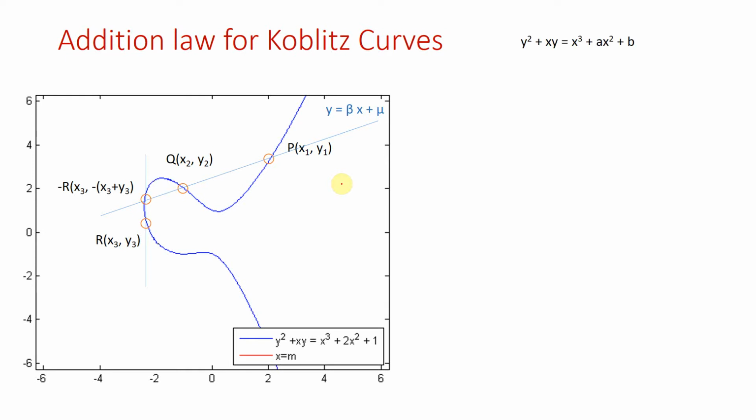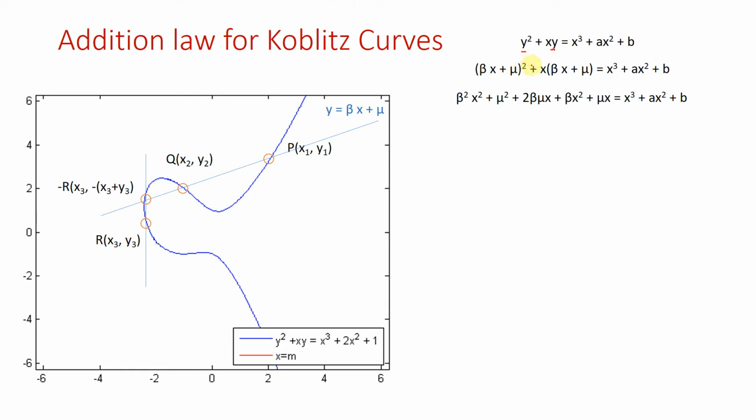This is the equation of the curve, and I have already known that this blue linear line would satisfy this equation: y is equal to beta times x plus mu. I will put this value, beta times x plus mu, instead of y in the main equation, and it will become beta times x plus mu squared plus x times beta times x plus mu is equal to x to the power of 3 plus a times x squared plus b.